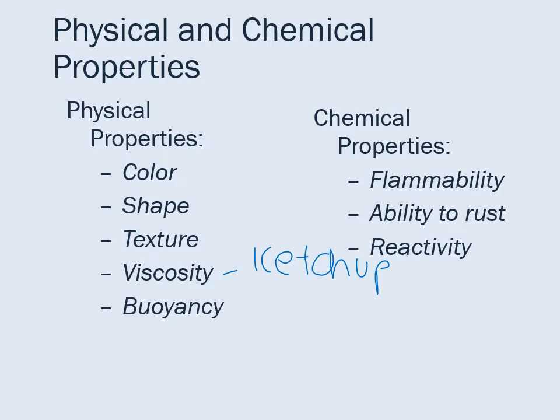You know, if you throw a ball in water, it floats. Oh, wow, it's buoyant. That's not a chemical change. Chemical properties: flammability, something can rust, anything about reactivity. And then something on chemical properties that a lot of people mess up.